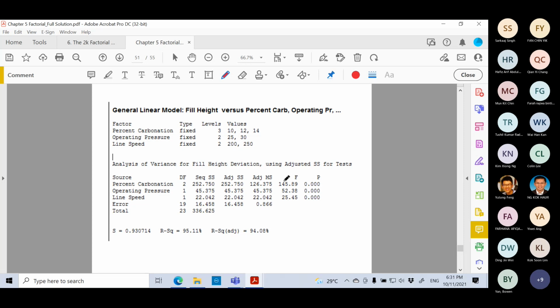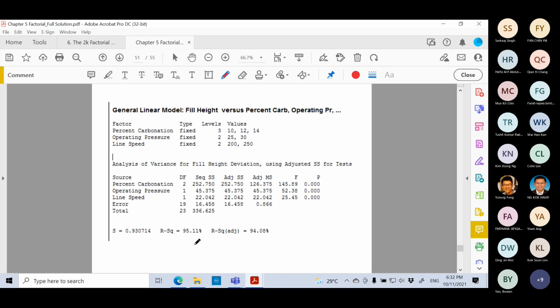Then for the model, since they are not significant, I can reduce the model to only the three main factors without the interaction, then rerun the analysis of variance. So I can reduce it to only the main factors, factor A, factor B, and factor C. The interaction sums of squares will be merged into the error here. In this model, they will also show you that the percent, the operating, and the line speed are significant.